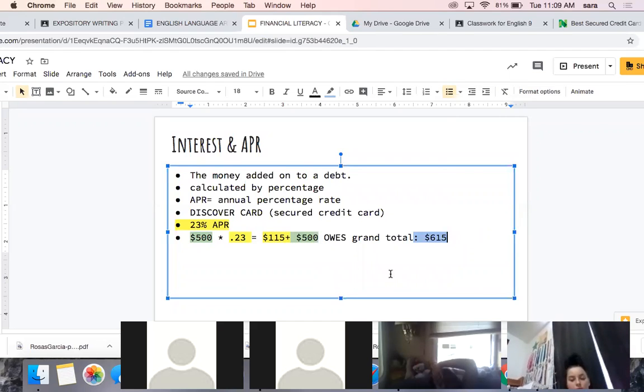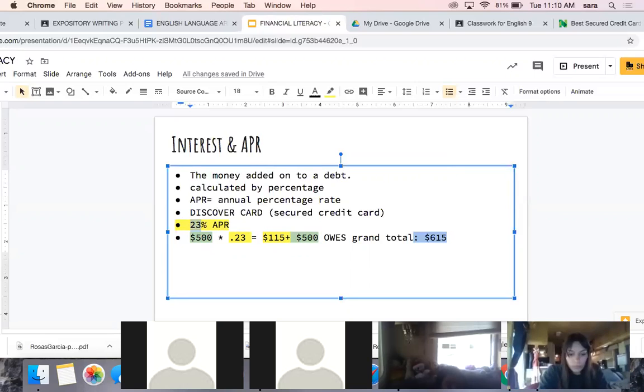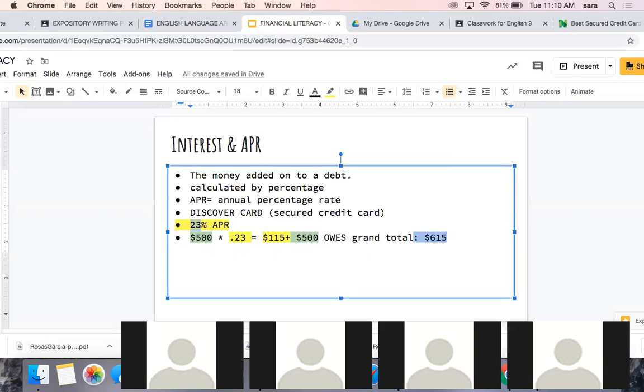Okay, so that's how interest works. That's how it's calculated. And we're just talking about a small little scenario for $500. Imagine a person who's borrowed $20,000 and has this much APR. They're going to owe a lot of money very soon. If they lose their job, how are they going to pay back? So for all of you who in a few years are going to be 18 or 17 or whatever, all of you need to know about interest. Interest is a dangerous thing. Debt is a dangerous thing.